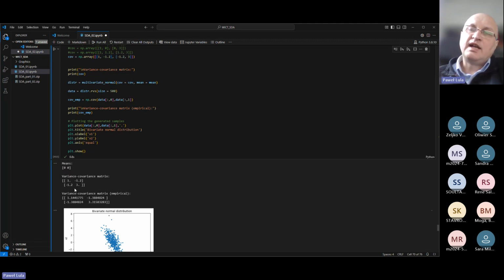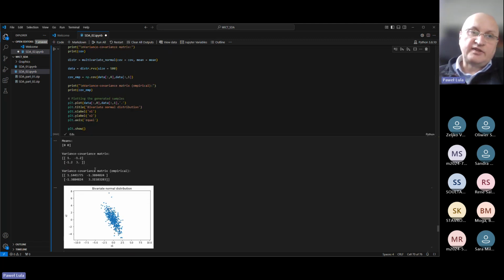Now we have negative covariance value. This matrix must be symmetric, so this value always must be equal to this value. Now we have negative covariance when points are located along the line which we can draw here.